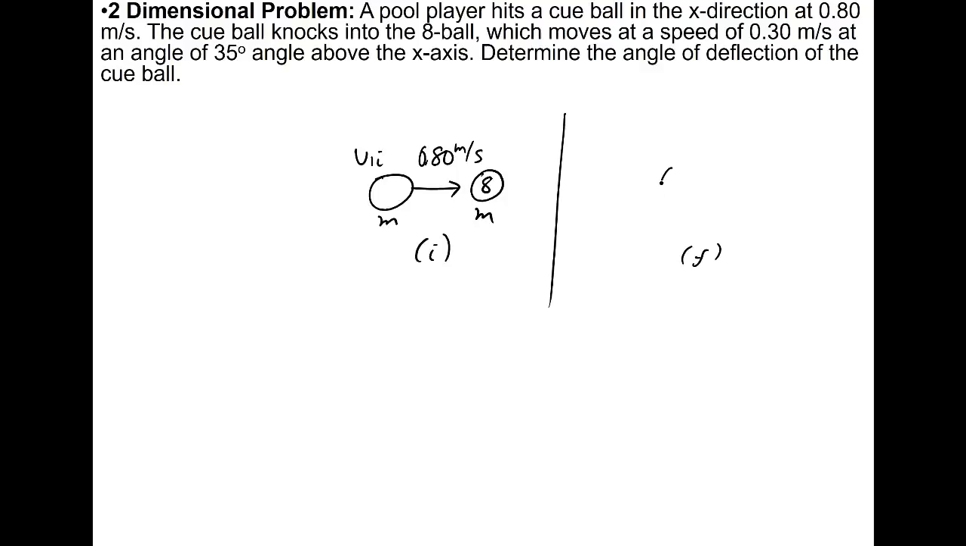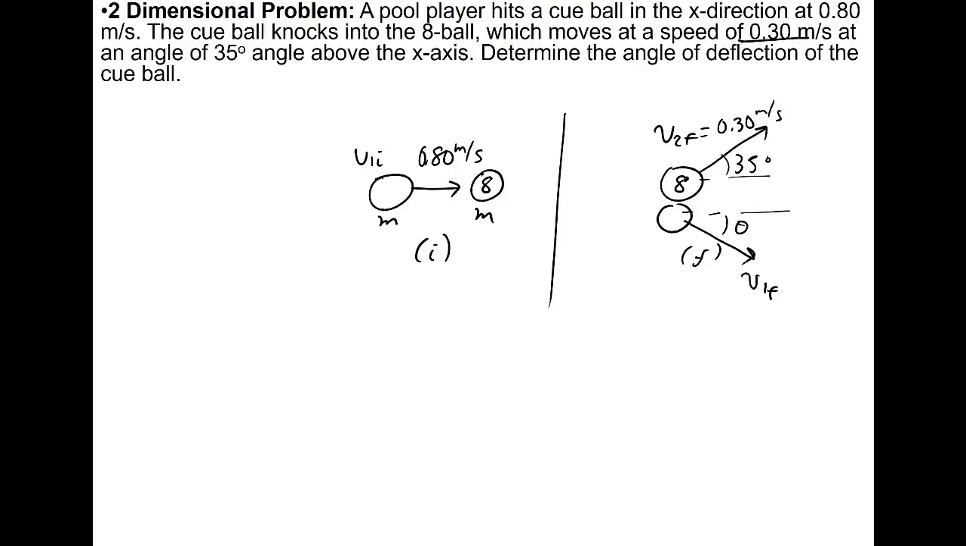Then afterwards, the 8 ball is going to move off at a direction 35 degrees above the x-axis, with a V2 final of 0.30 meters per second. And then that means that the cue is going to be going this way with a V1 final and an angle like this. So what we're trying to find is this angle of deflection, theta. So we really have 2 unknowns in this. Could be a lot worse. The fact that we're given the final speed of the 8 ball really helps us.